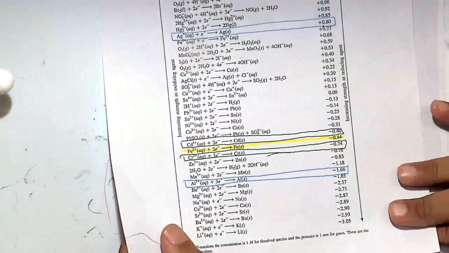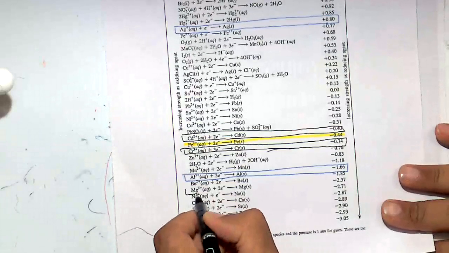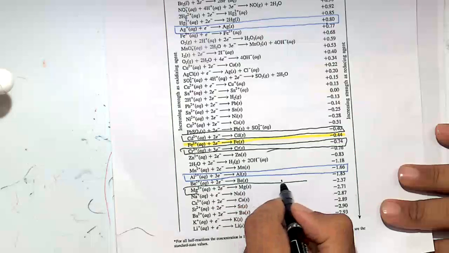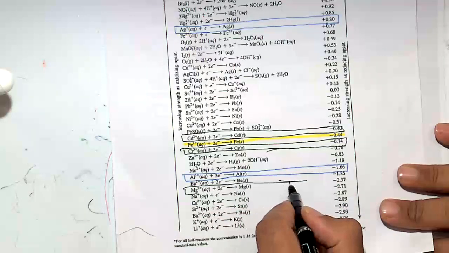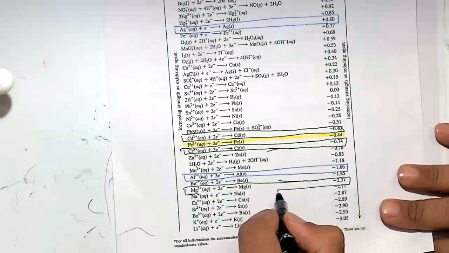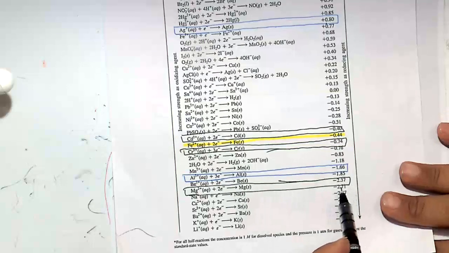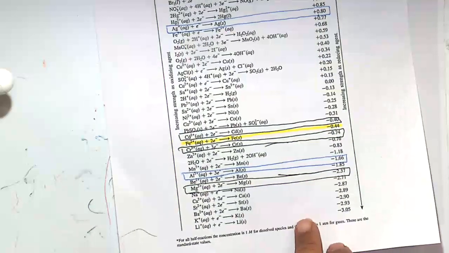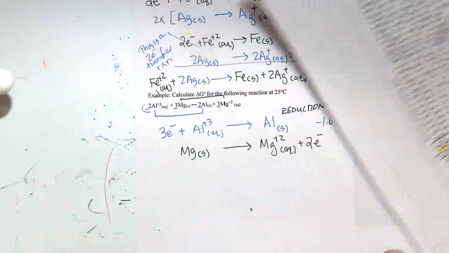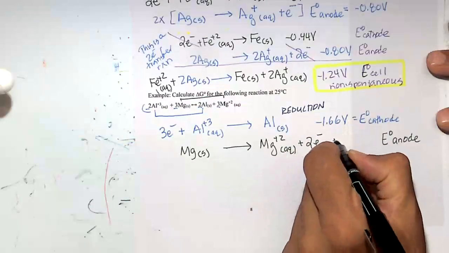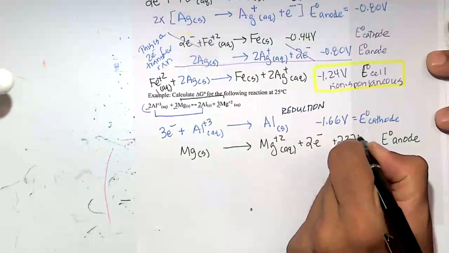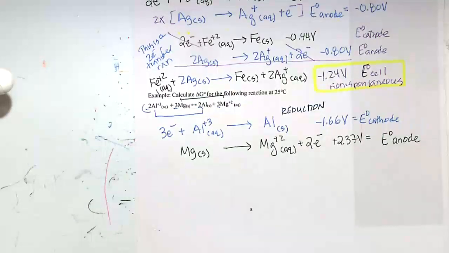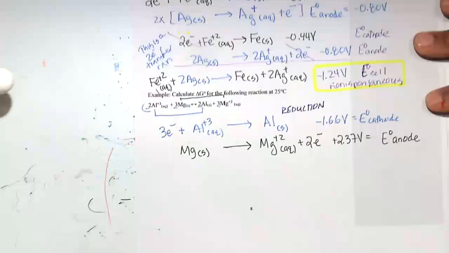Let's look at our sheet here. This is what we get. All right, what should we do with this number? Negative 2.37? Yeah, very good. Flip it. So we're going to flip this as positive 2.37 volts. This is the anode, and this is oxidation.